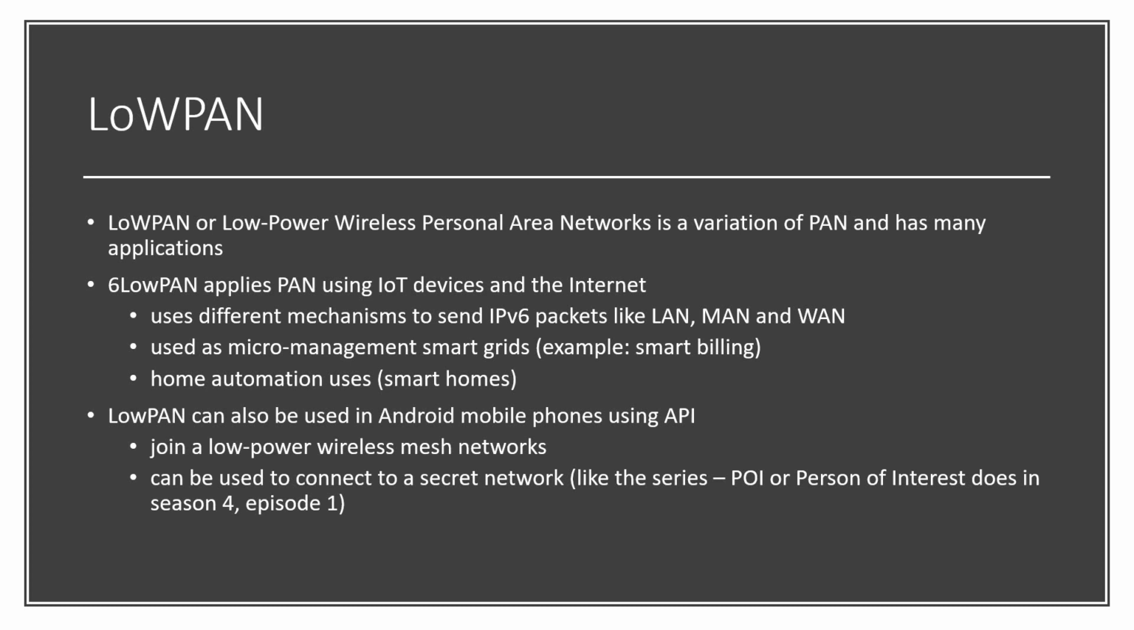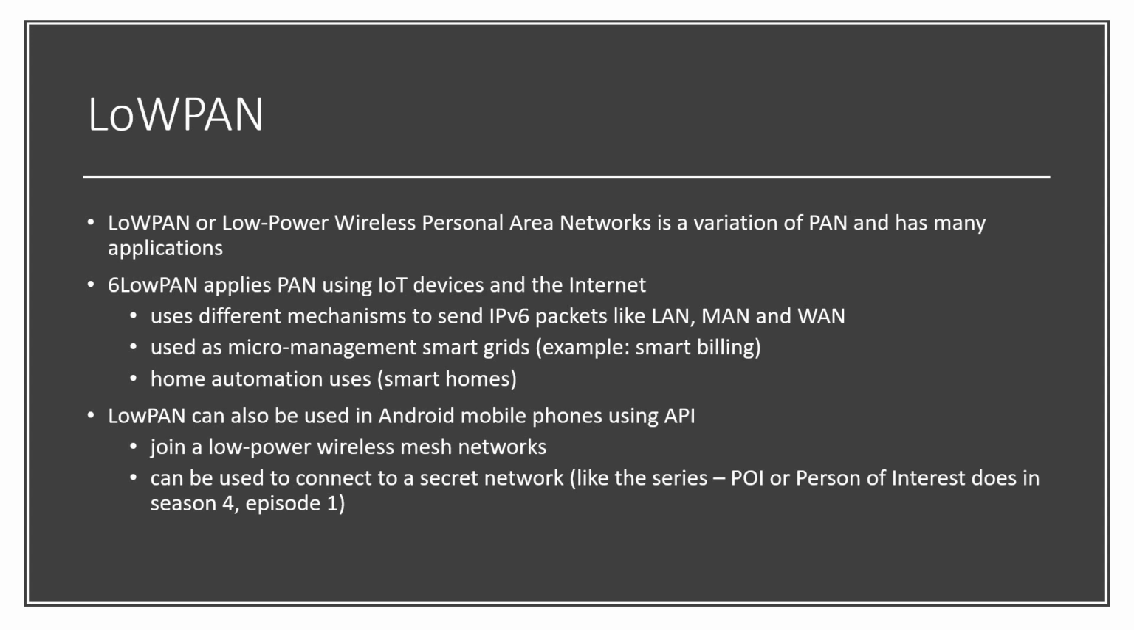For example, in many homes, there are smart billing systems which automatically take the reading of, let's say, the electricity consumption or the water consumption, or maybe some other sort of consumption. Those smart grids are examples of 6LoWPAN applications. Then there are also home automation uses, for example, in smart homes, where they can be used to control or monitor different devices in homes. LoWPAN can also be used in Android mobile phones using an API, and it can be used to join a low power wireless mesh network.